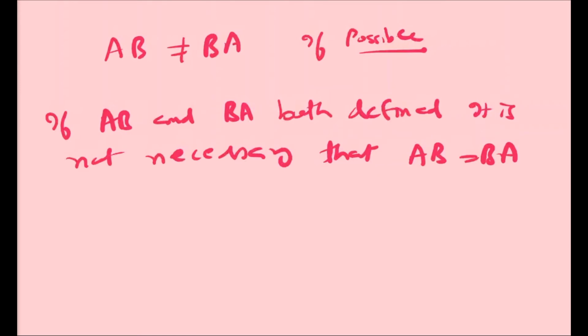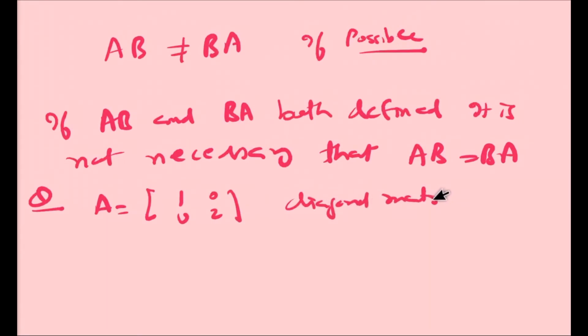Now one question is there. If A is a diagonal matrix, and what is a diagonal matrix? I have already defined it in the previous video. And B is also a diagonal matrix. Okay, now check AB.